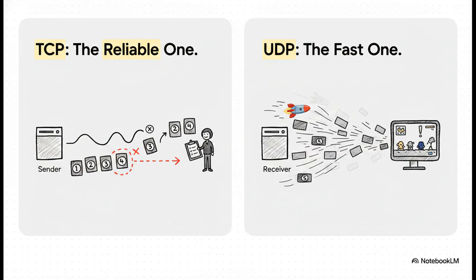On the other hand, you have UDP, the fast one. It's more like sending a postcard. You just toss it in the mail and hope for the best. It's perfect for things like video streaming or online gaming. If one tiny packet gets lost, you might see a split-second glitch on your video call, but for that, speed is way more important than perfect 100% accuracy.